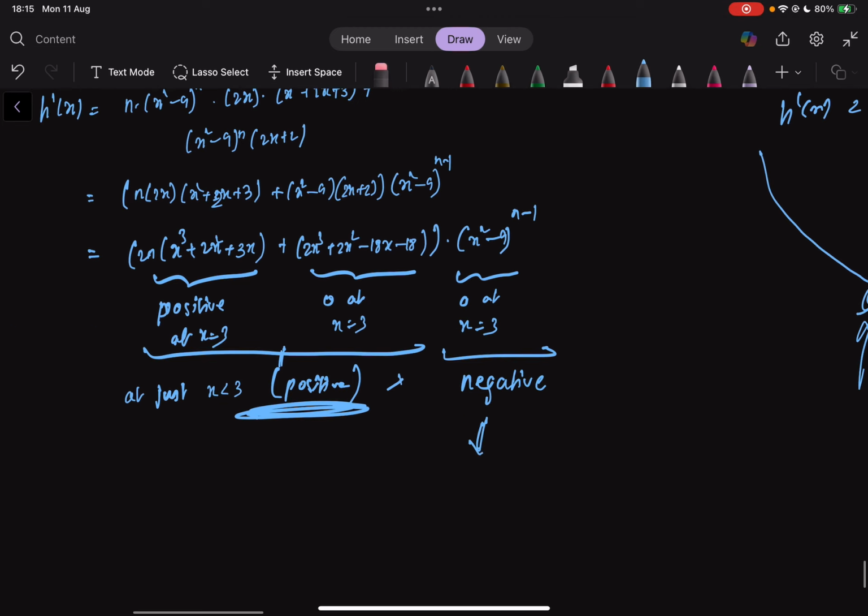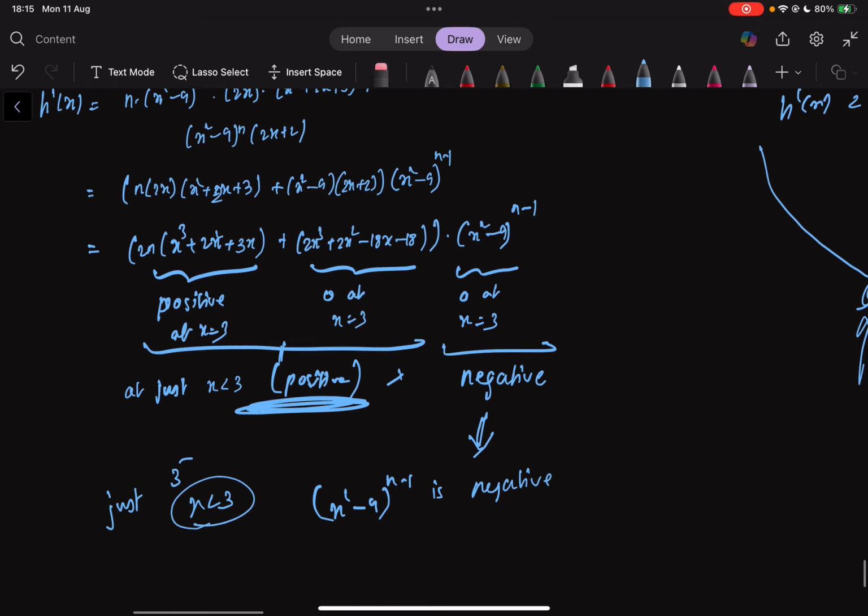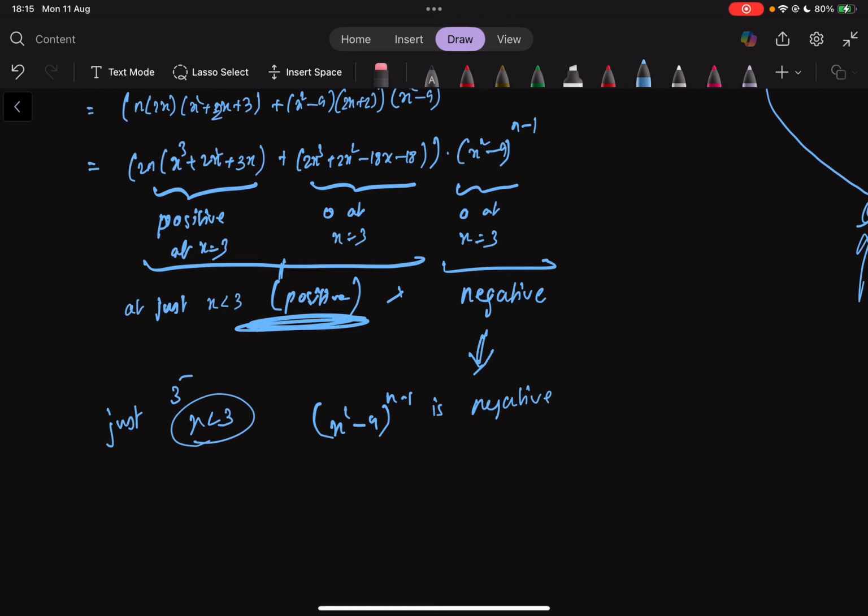Now when will this be negative? In the left neighborhood of 3, (x² − 9)^(n−1) is negative. So that means n − 1 is odd. That means n is even.